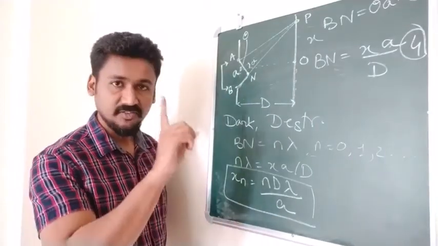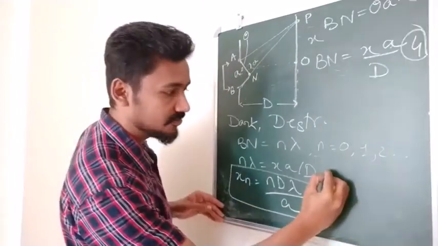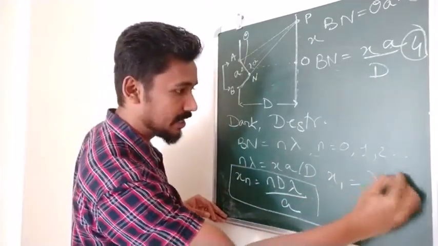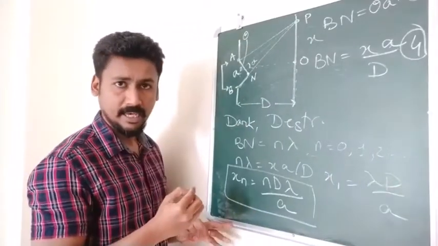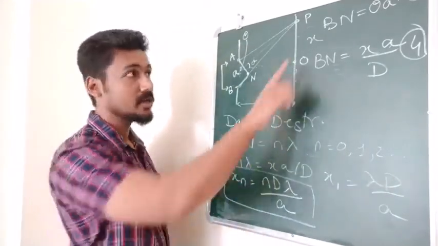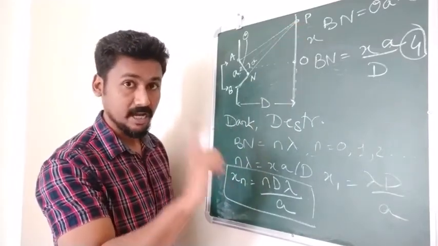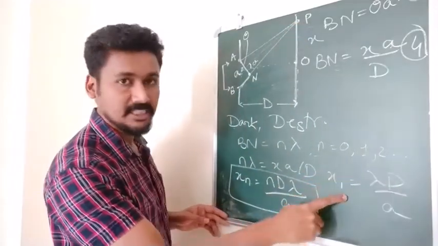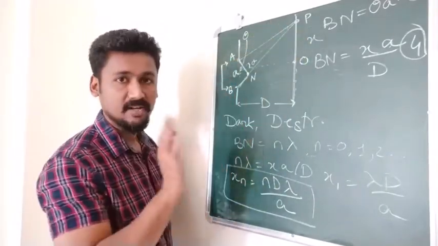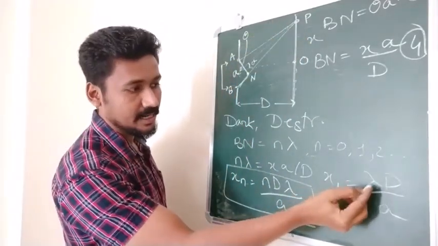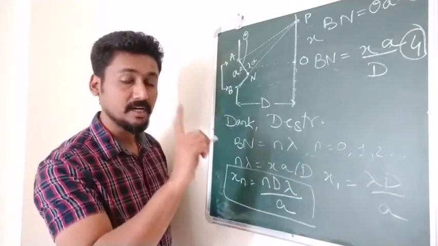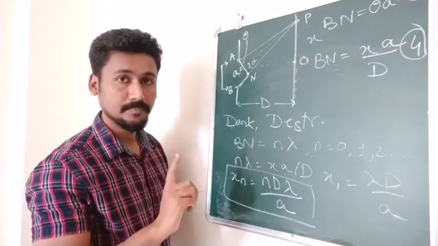So when do you see the first dark fringe? The first dark fringe x1 you will see when n is equal to 1, that is at lambda D by A. So this distance lambda D by A will give you where you are going to get the first dark fringe, and that is called the first minima. Okay, getting the idea? So at P you will have a dark fringe if the distance is lambda into D by A. At this distance you will get your first dark spot.